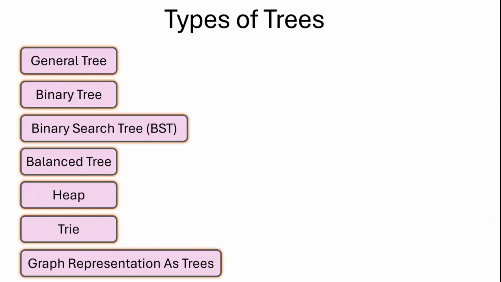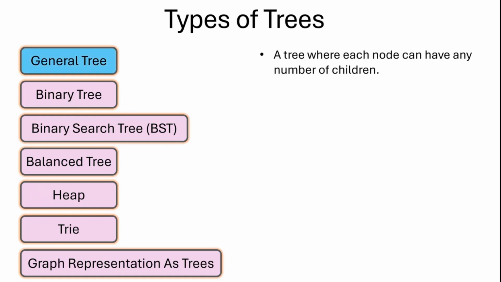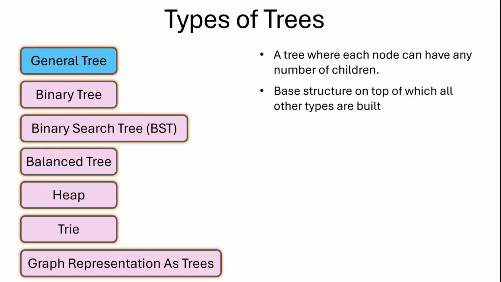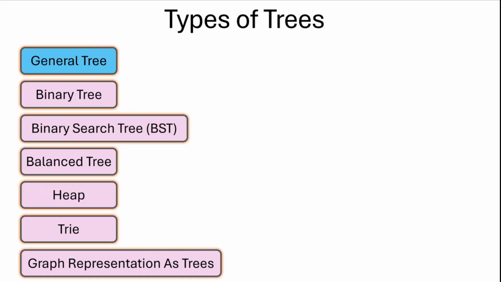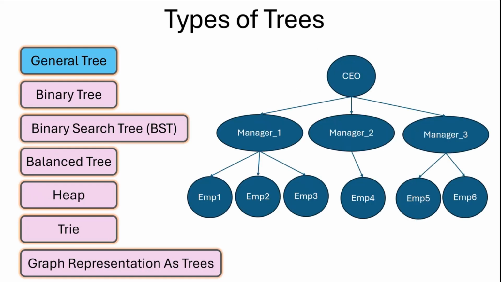Let's understand the different basic types of trees. First is the general tree, a tree where each node can have any number of children. It is a base structure on top of which all other tree types are built. The real life example of a general tree is an organization hierarchy, where one CEO can have multiple managers, and each manager can have multiple employees. So any node can have any number of children.